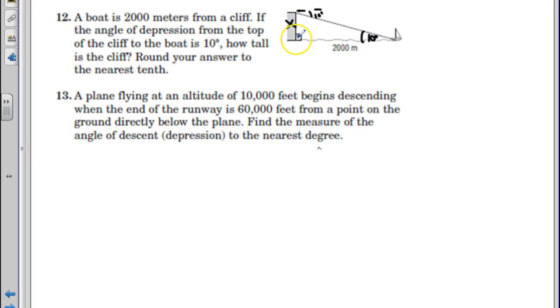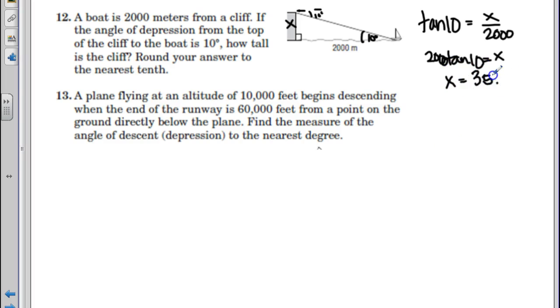So here's our angle, right triangle, so we can use SOHCAHTOA, and let's see which one we need to use. X is opposite 10 degrees. 2000 is adjacent. Hypotenuse we don't need. So opposite adjacent is tangent. So tangent of 10 degrees equals x over 2,000, or 2,000 tangent 10 is equal to x. So x is 352.7 meters.